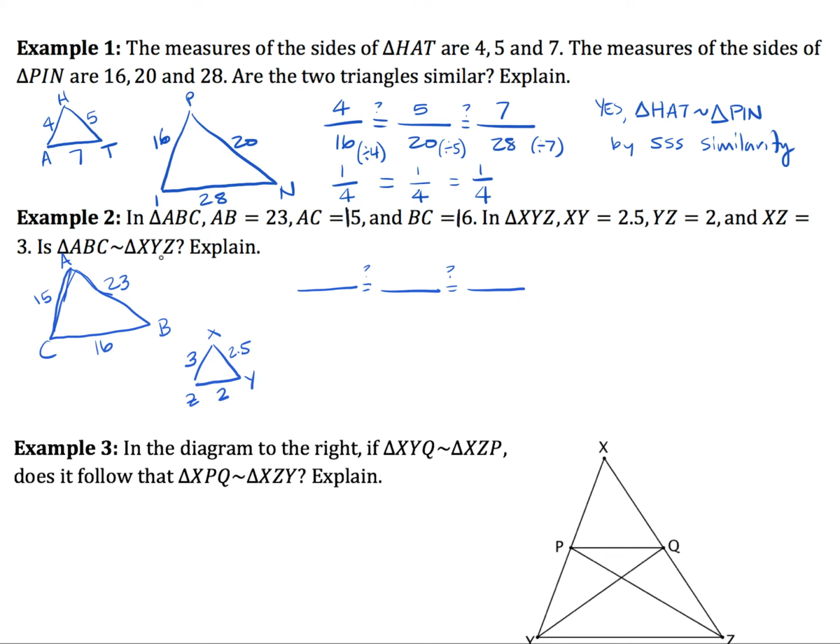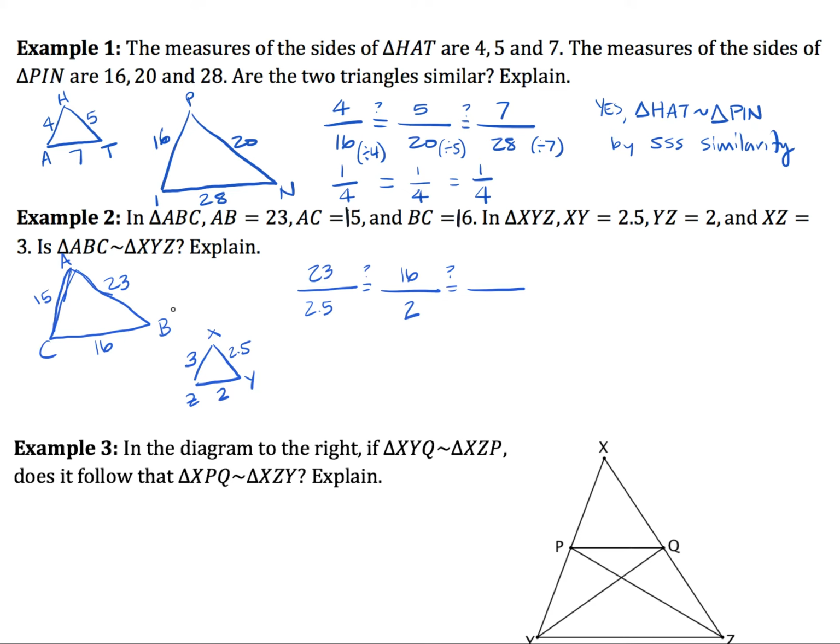So instead of picking out smallest with smallest, I'm going to pair up the corresponding sides according to the similarity statement. So that would be segment AB paired up with segment XY because they're the first 2 letters of each triangle's name in the similarity statement. So segment AB has a length of 23, segment XY has a length of 2.5. Next, I'll pair up BC with YZ. BC had a length of 16, and YZ had a length of 2.